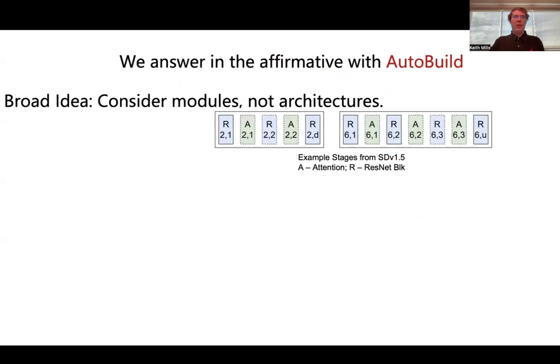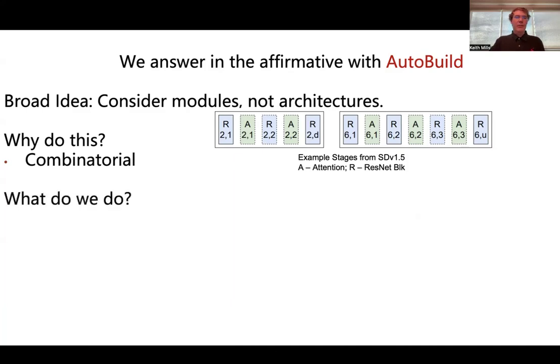The broad idea behind AutoBuild is we consider the search space of modules rather than the whole architectures. Modules could be stages like CNN stages or block structures like ResNet and attention blocks and Stable Diffusion UNets. And the key idea is that there are far fewer modules than there are whole architectures because the modules combine together to form the architectures, as it is combinatorial. The size of the search space is combinatorial based on the number of modules you have available.